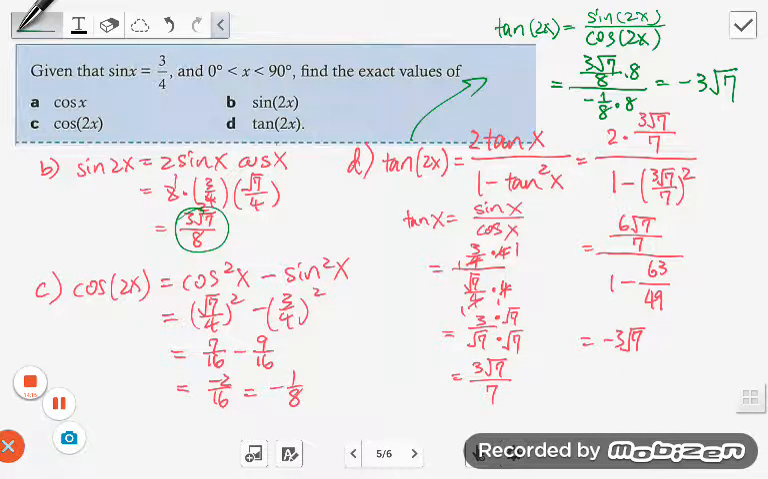So don't always just think about applying the formula. Look at what you have. Look at what you have done in the previous parts and see how you can take advantage of them.